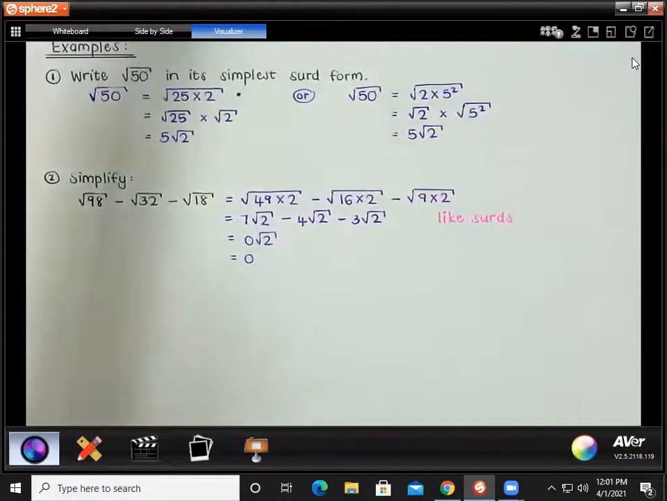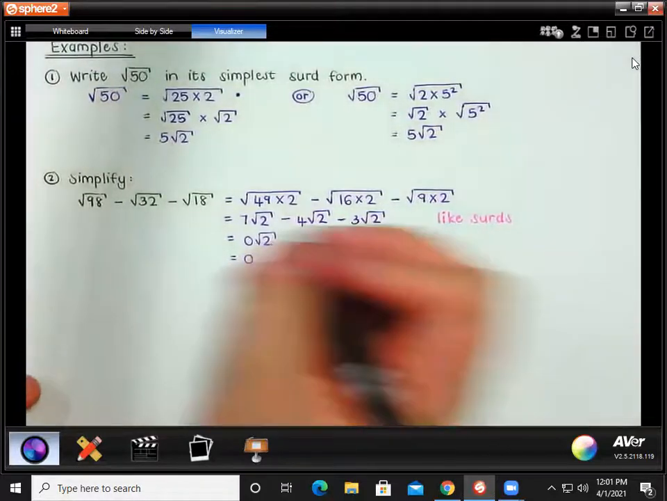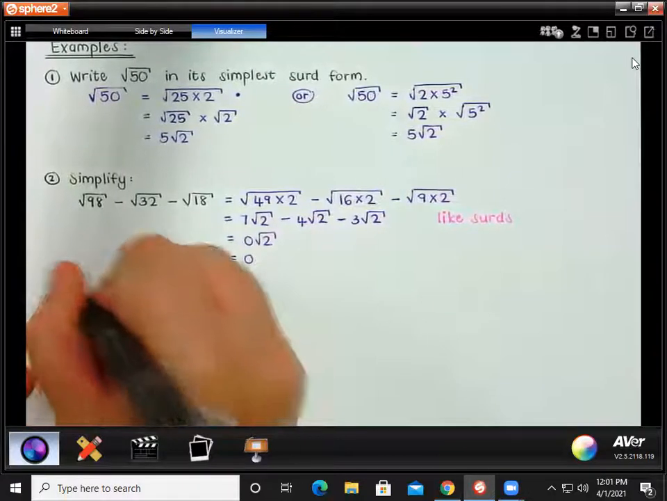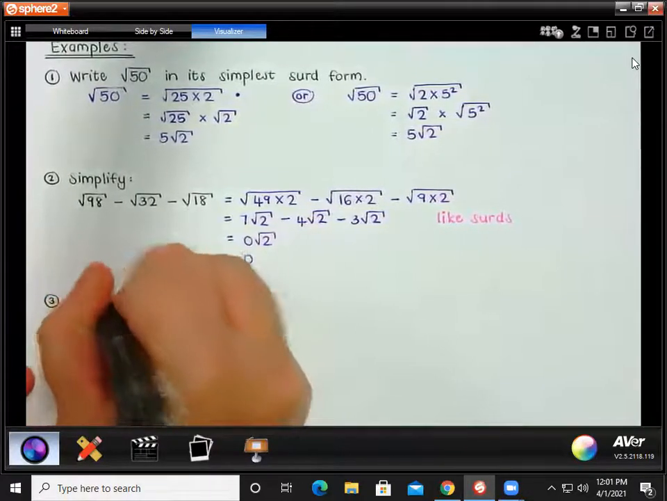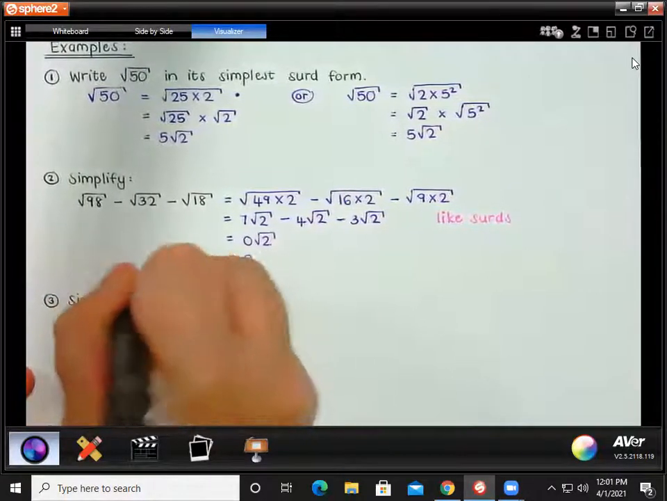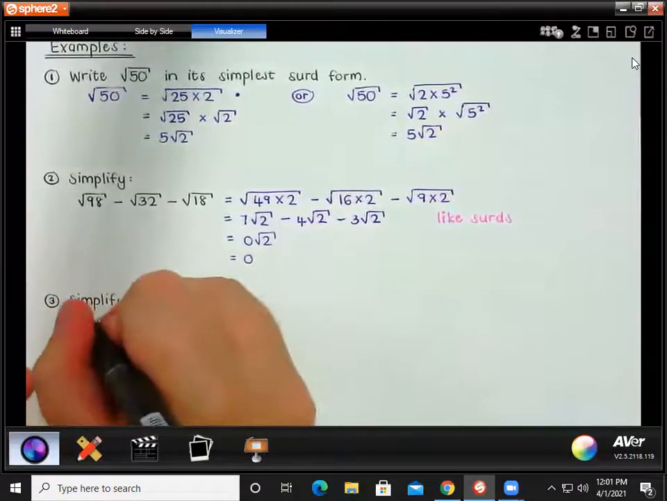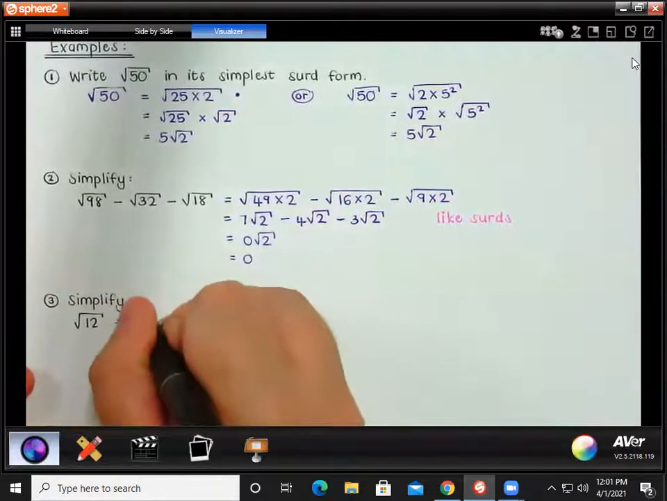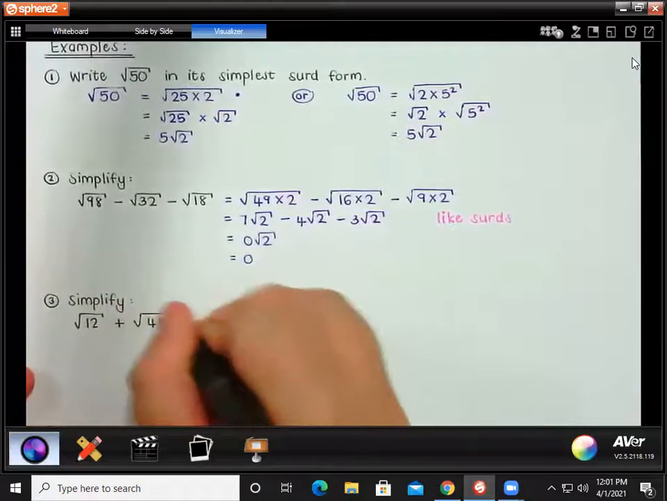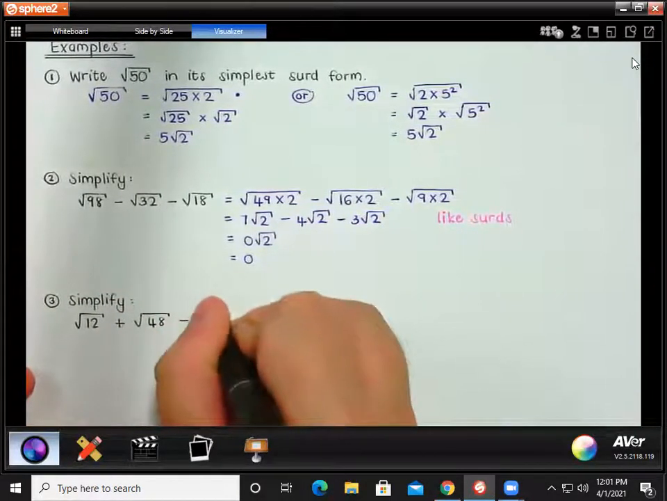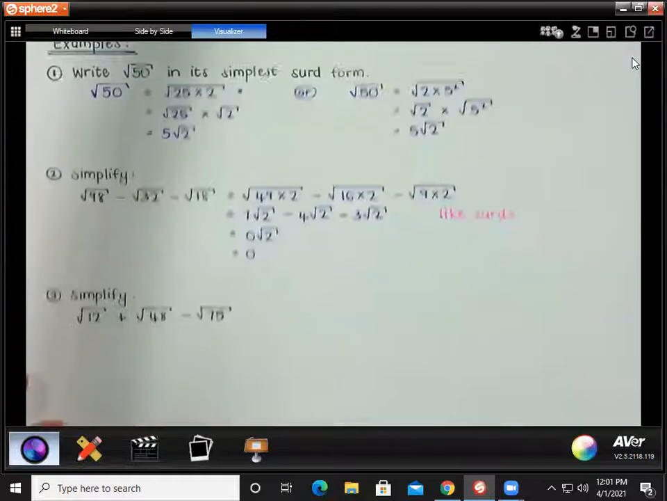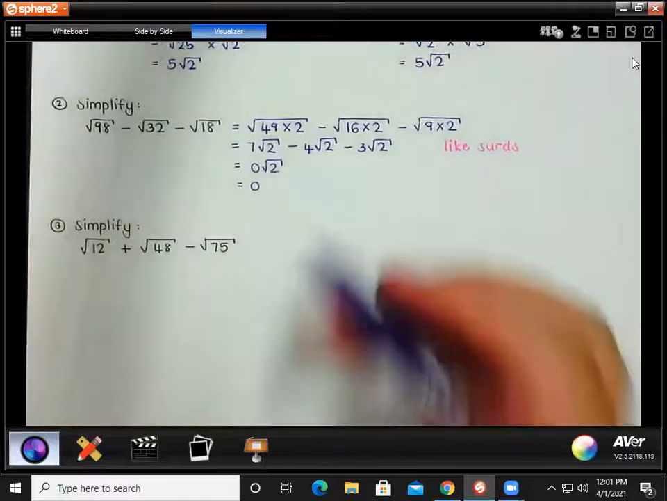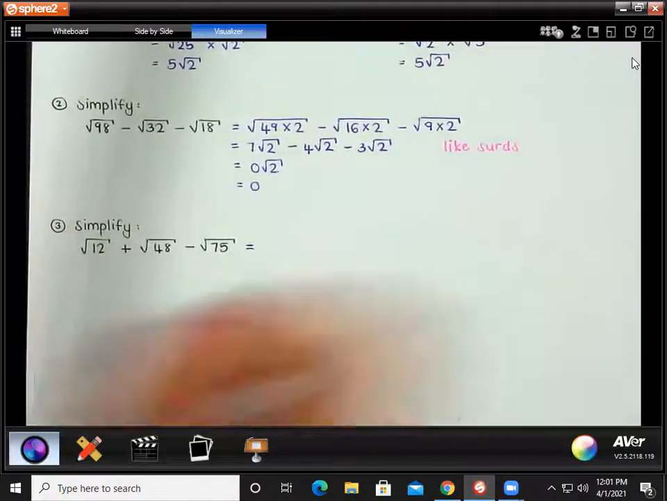Okay, number 3. I want you guys to try this one on your own quickly. I'm going to give you a couple of minutes. We have root 12 plus root 48 minus root 75. I want you guys to do that one on your own, please.